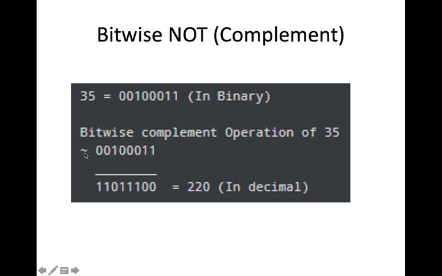We have to take the NOT of it. NOT means we start from here and take the opposite of each bit. So instead of 1 it will be 0. Here it is 1, so it is 0. 0 becomes 1. 0 becomes 1 here. 0 becomes 1. 1 becomes 0. 0 becomes 1. So the NOT of 35 is 220 in decimal. We will see this example, and you will see that you do not get 220 as the result. We will see why it is not happening like that.